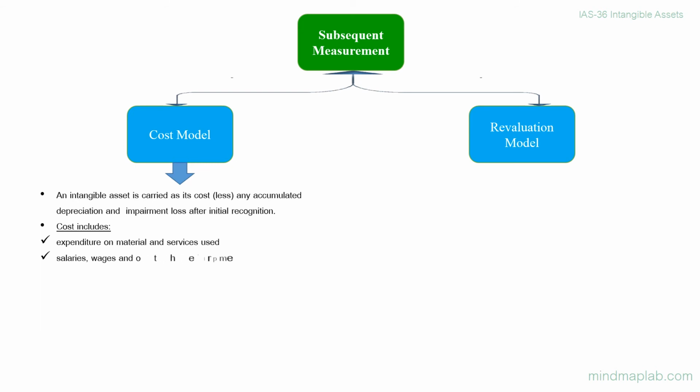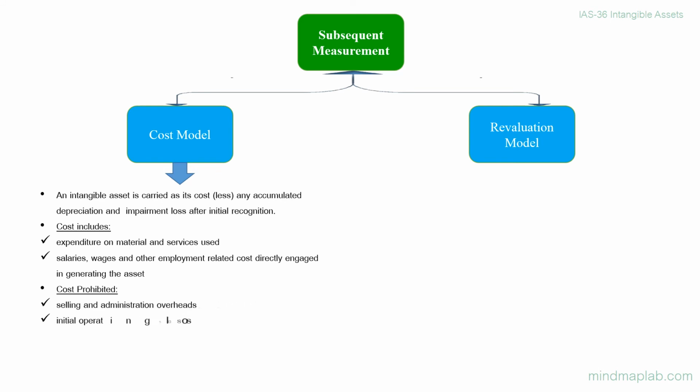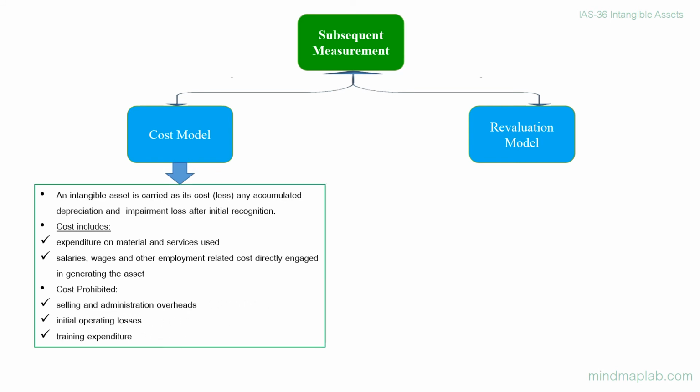Cost includes expenditure on materials and services used, salaries, wages and other employment-related costs of those directly engaged in generating the asset. Cost prohibited: selling and administration overheads. Initial operating losses. Training expenditure.